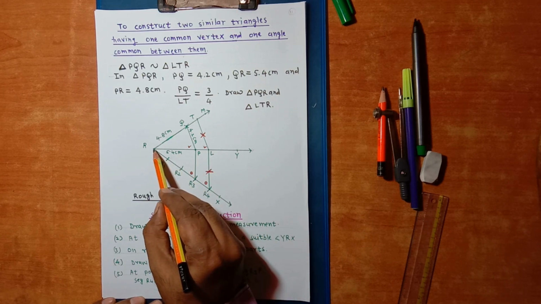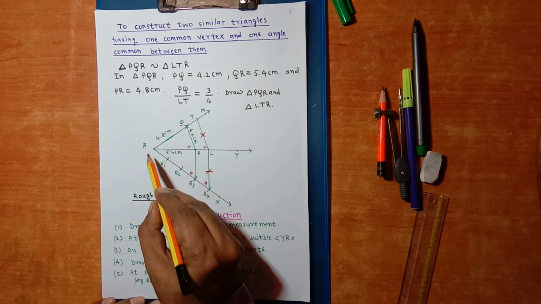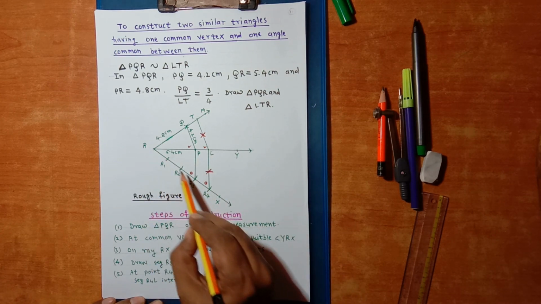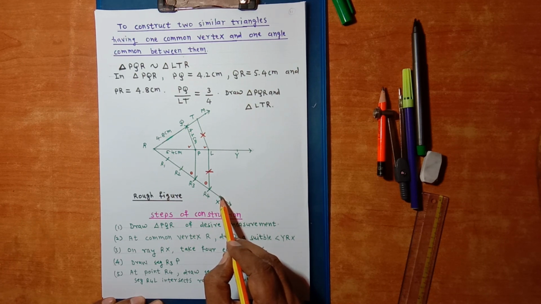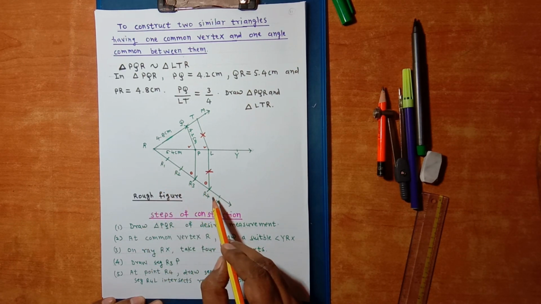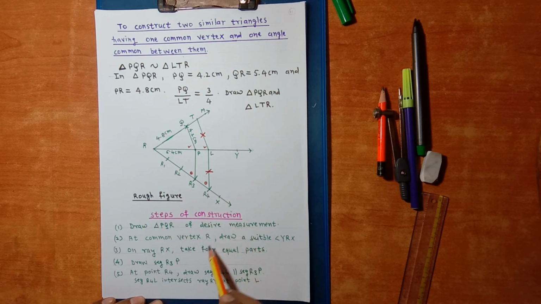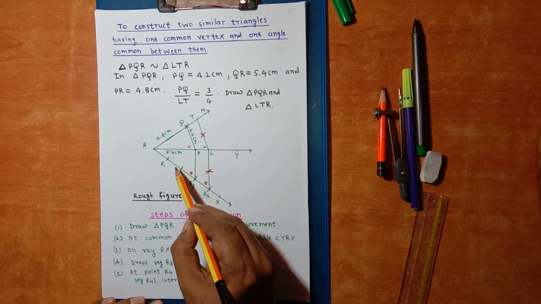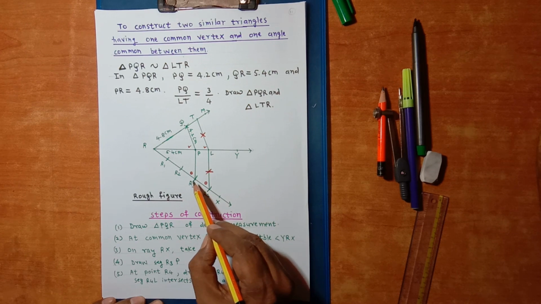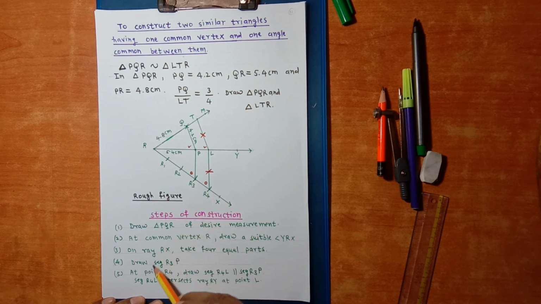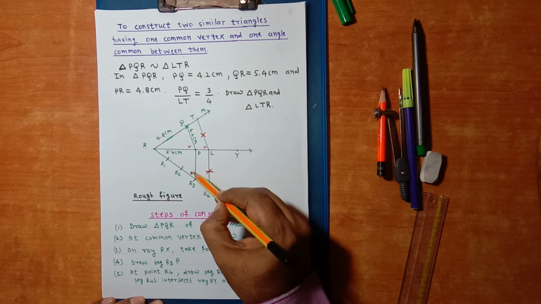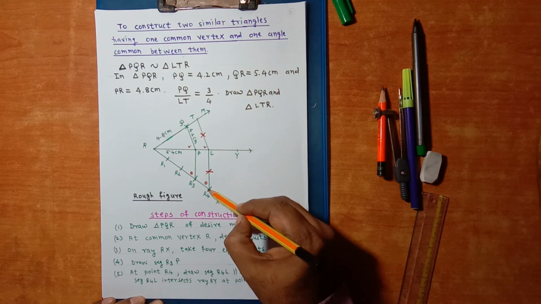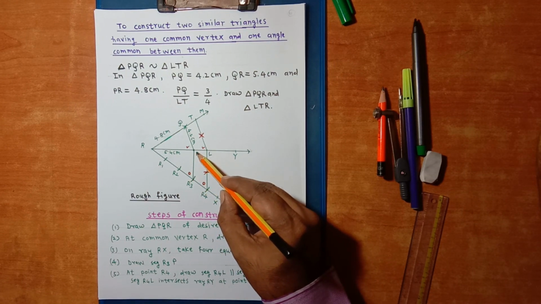Now on the lower side of ray RY, R is the common vertex, so draw a suitable angle YRX. This angle YRX I have drawn. So for that I have to draw ray RX. Now on ray RX, take 4 equal parts: 1, 2, 3, 4. The first part is R1, second part is R2, third part is R3, fourth part is R4. Draw segment R3P. Here I have drawn it. Now at point R4, draw segment R4L parallel to segment R3P.